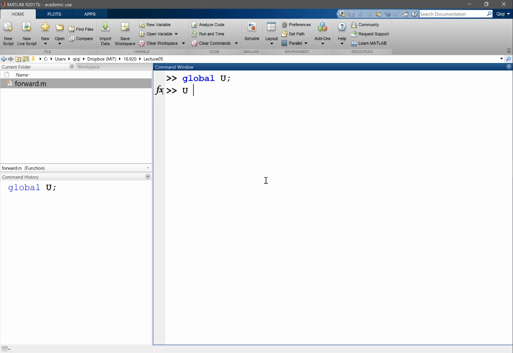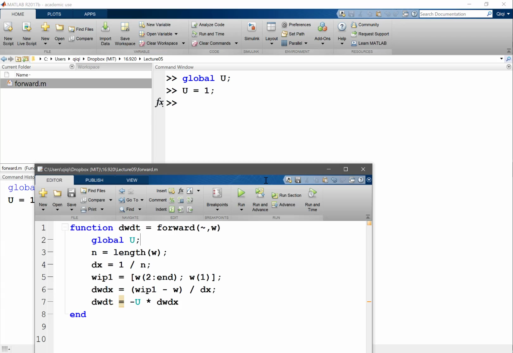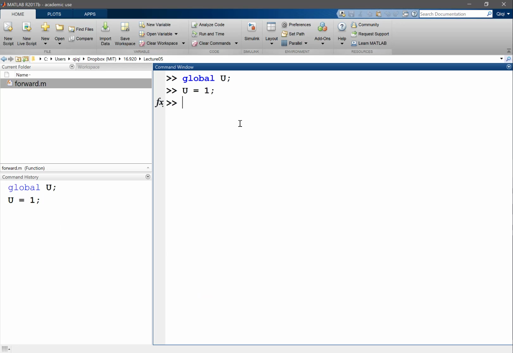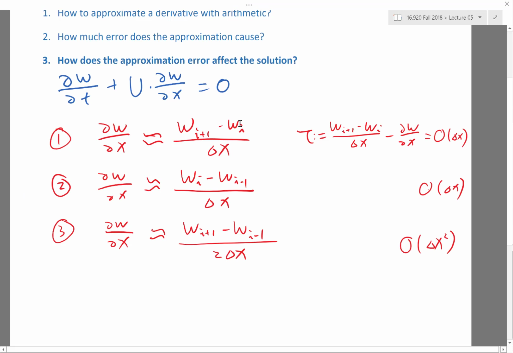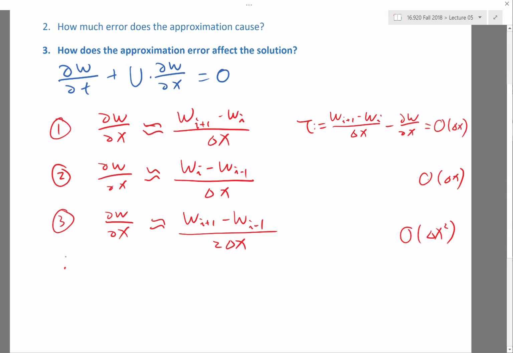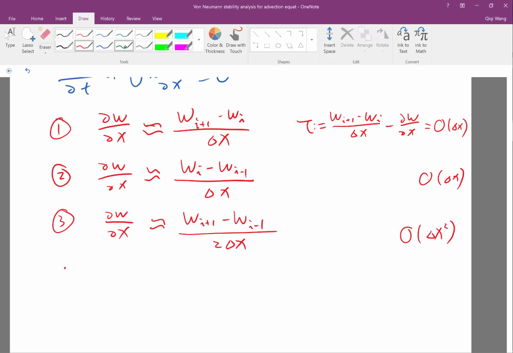Okay, and let's say u is equal to 1 for now. So this global variable is going to be passed into this function. All right. So what kind of initial condition do we want? Well, here we actually can have any initial condition because the analytical solution, unlike the heat equation, is actually known for any type of initial condition, right? So we have the analytical solution to compare with.